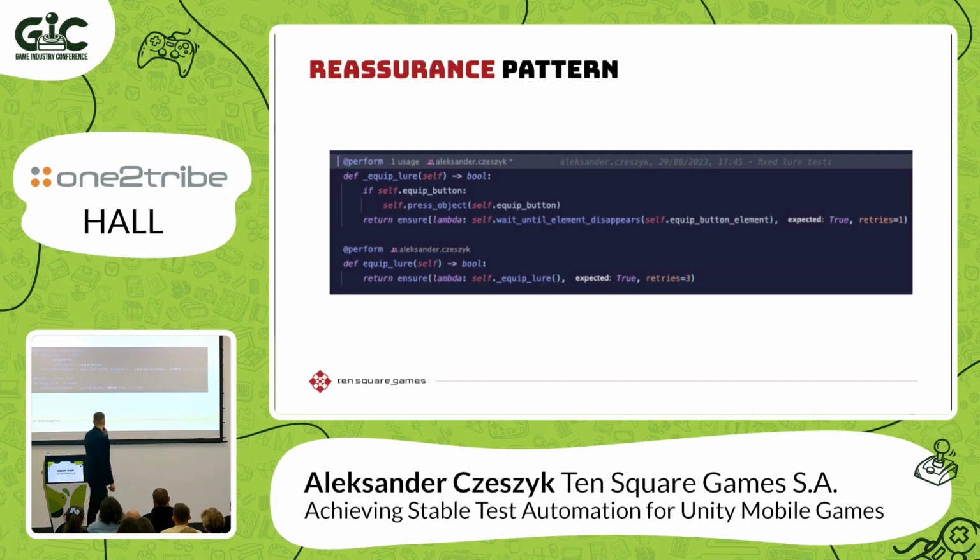As you can see, this is a method called equip lure, for example. If the button is visible on the screen, we press it. We ensure that it disappears after that. So this is securing the interaction. We are checking if our press is effective.